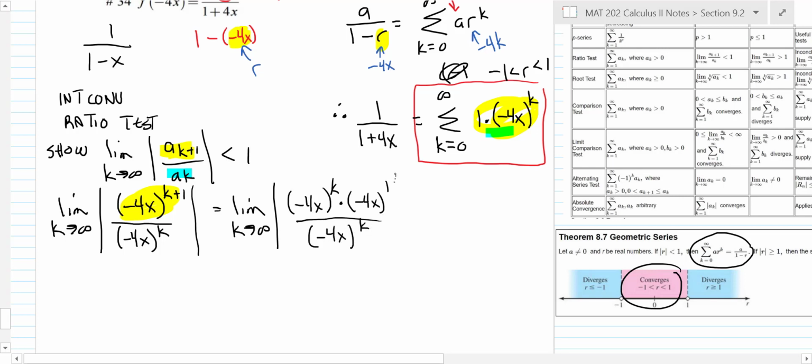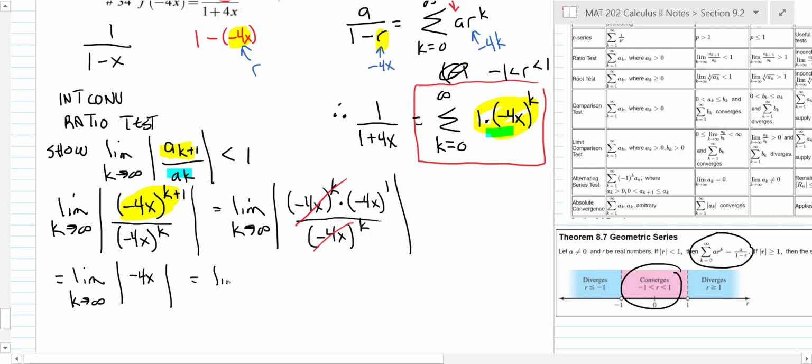All right, what do you see happening here? Got to cancel. That almost always happens on ratio tests. Okay, so what I'm going to end up with is that's going to leave me with the limit as k goes to infinity of absolute value of negative 4x to the first, which is just itself. Okay, like that. So when we do this now, well, the absolute value of negative 4 is 4.